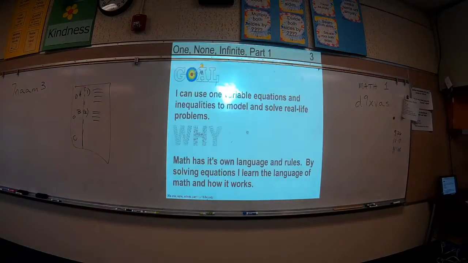What is the learning goal? I can use one variable equations and inequalities to model and solve real life problems.